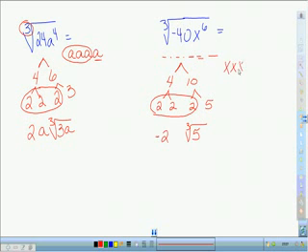Then I can write out my 6 x's. And I'm looking for groups of 3. So there's a group of 3, and there's a group of 3, which means an x gets out here, and another x gets out here, and x times x is x squared. So my final answer is negative 2x squared times the cube root of 5.